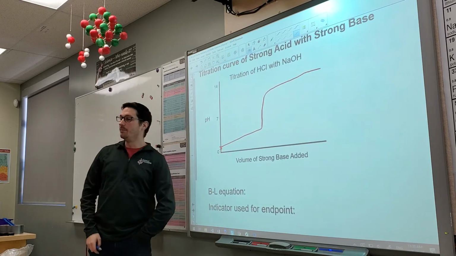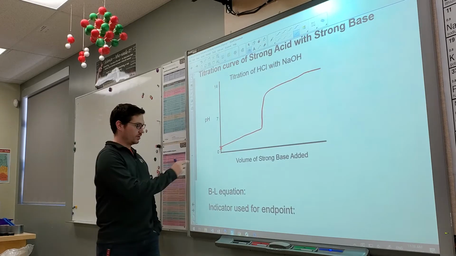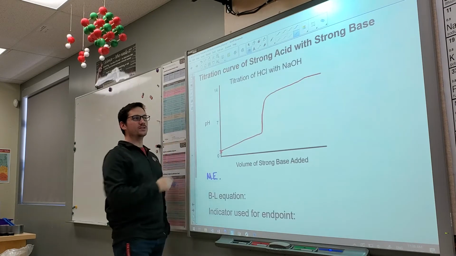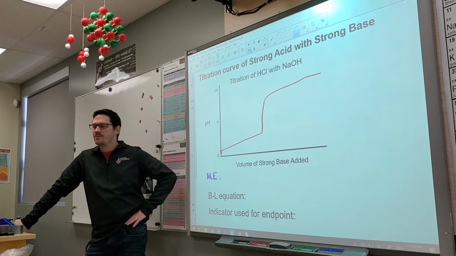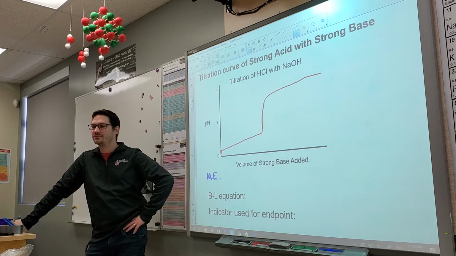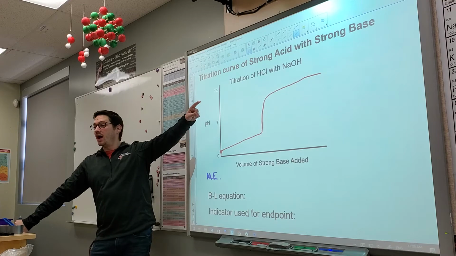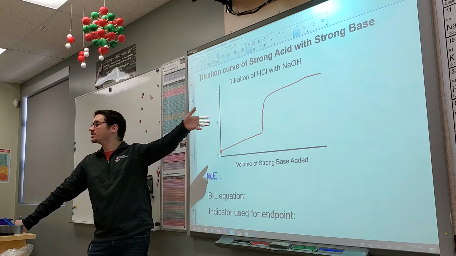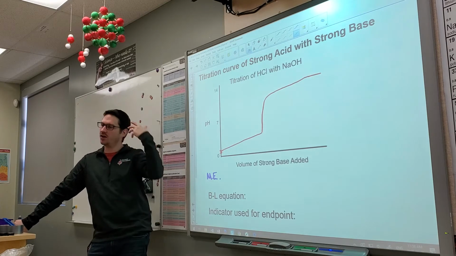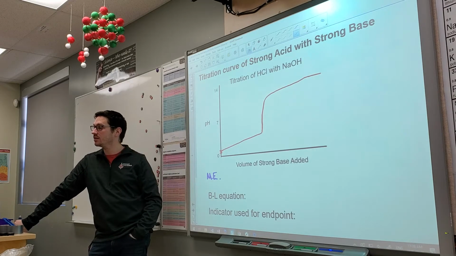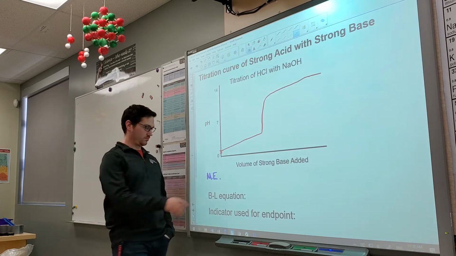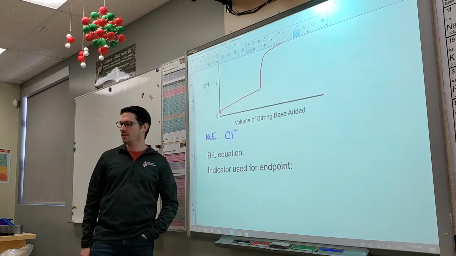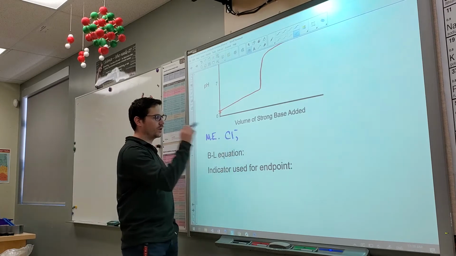Let's figure out our major entities in solution. What are our major entities here for these two things? We've got hydrochloric acid and we've got sodium hydroxide. So what's the first major entity somebody wants to spring on me? Chlorine negative. Do we have chloride ions in here? Yes, of course we do. Absolutely. What else do we have?